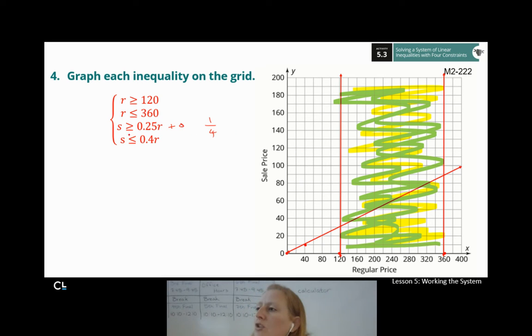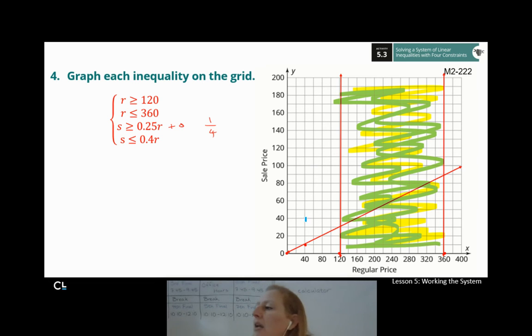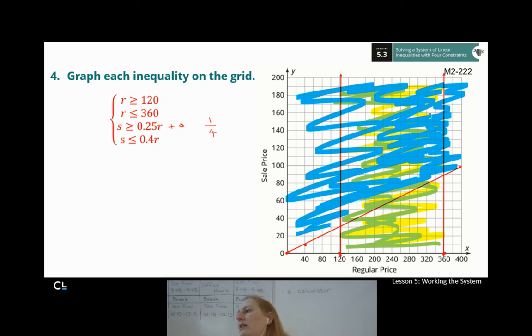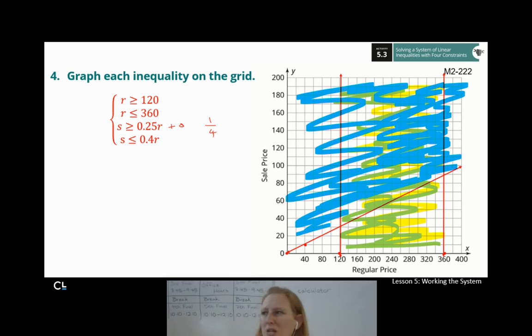And it says S is greater than that. So that means I'm going to grab another color, people. And I'm going to highlight, it says greater than that. So I want to highlight everything up above that. That's a lot of highlighting. Well, it looks like everything's overlapping up here, but wait, there's one more equation.